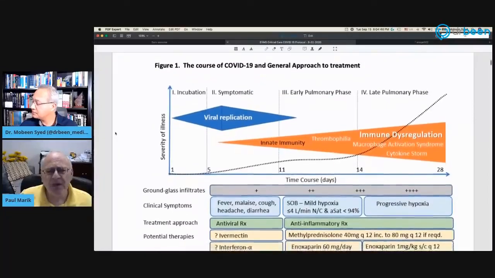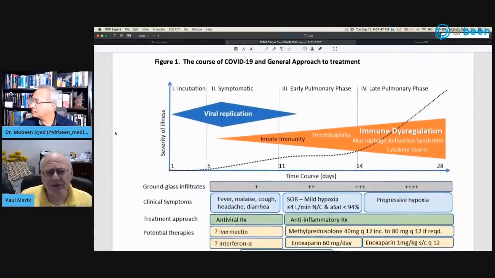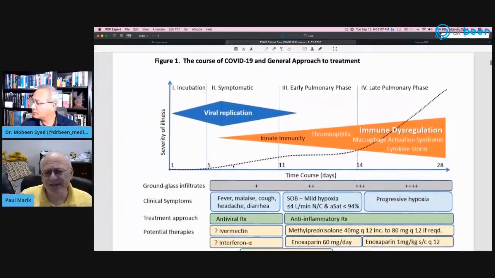That's the one. So basically what happens is you get exposed to the virus, and as we'll see, this is a highly contagious virus. You then have the incubation phase that lasts about 5 days. Now, this then goes into the symptomatic phase where patients have fever, malaise, cough, and whatever. This lasts about 8 days.